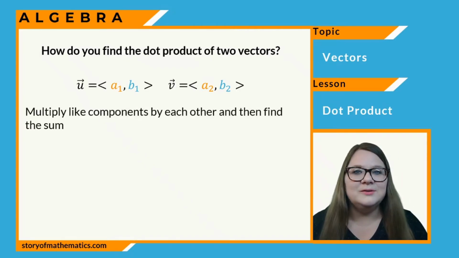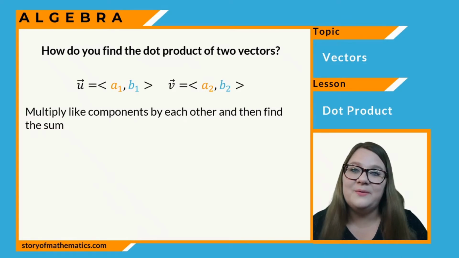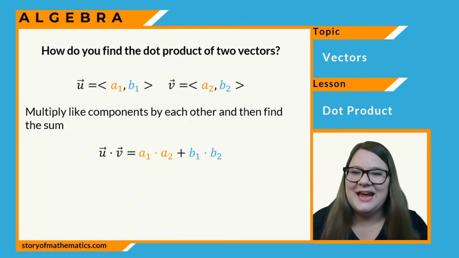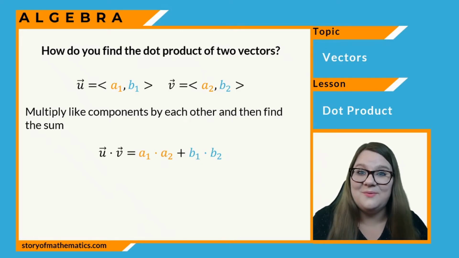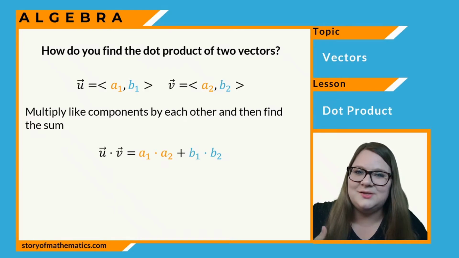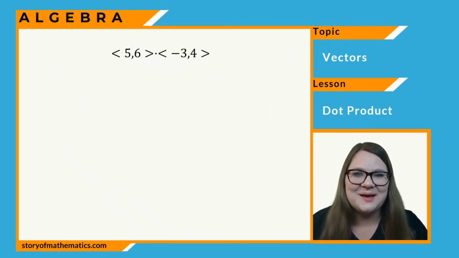Then you're going to multiply like components and then find the sum. So, for example, you're going to take the first component of both u and v, that would be a1 times a2. And then you're going to add the multiplication of the second components, so b1 times b2. So u dot v equals a1 times a2 plus b1 times b2. Let's put that into practice with this example.